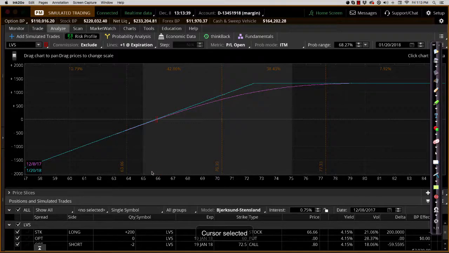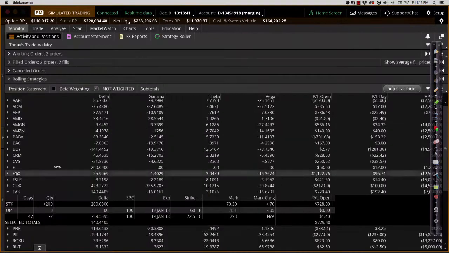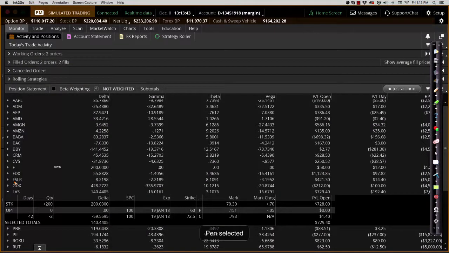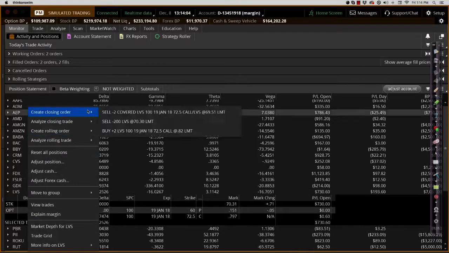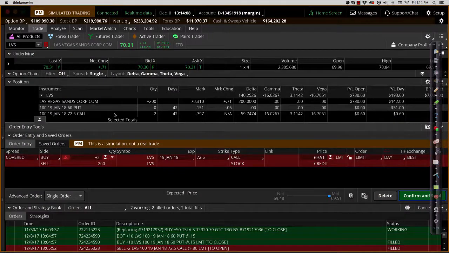There are several ways to go about doing it, but just a real simple way is when you're here on the monitor page and you're looking at the position, you can see the numbers, your delta, your theta, your profits and losses. A simple way to create an order ticket to sell both is to just right-click on the header where the position is, go to create closing order, and you can do the covered, and that'll open up a ticket.